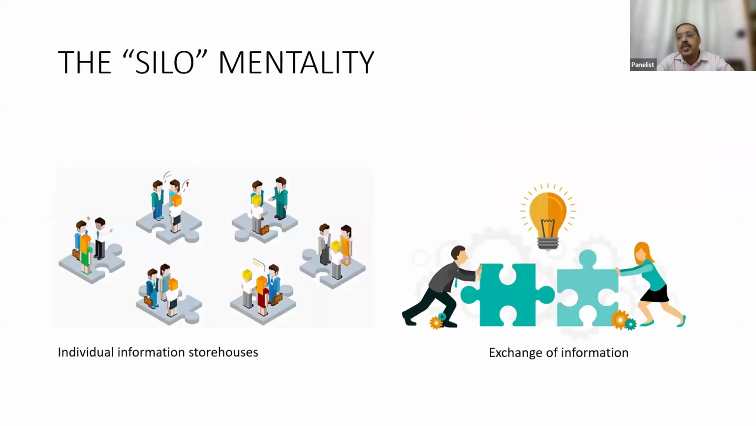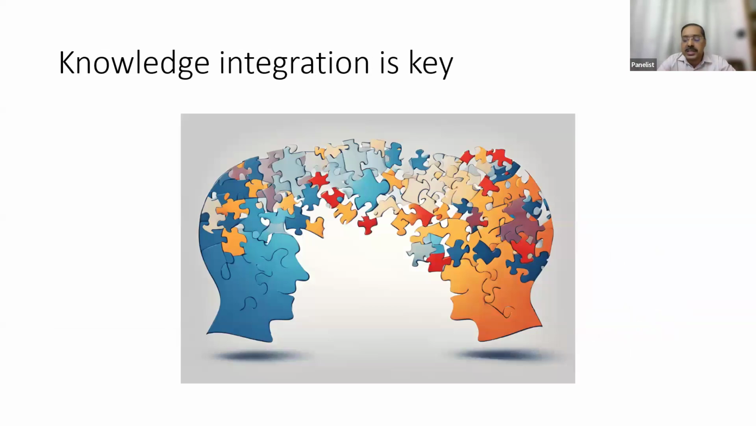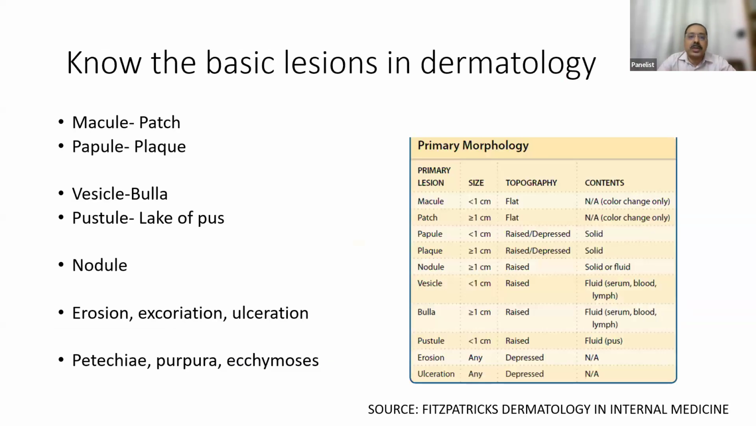Now, there's something called a silo mentality. Silo, for the uninitiated, is actually something like a granary. They're huge cans in which grains are stored. And all of us are islands of excellence, but we are not joined together to have exchange of information, which can actually make the puzzle easier to solve. So knowledge integration is key in dermatopathology.